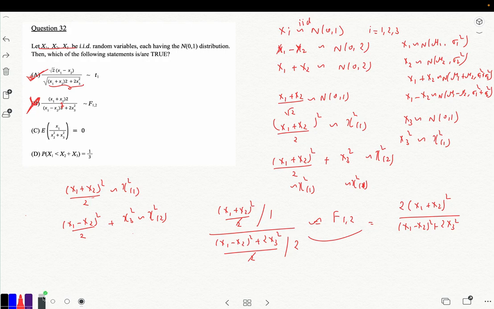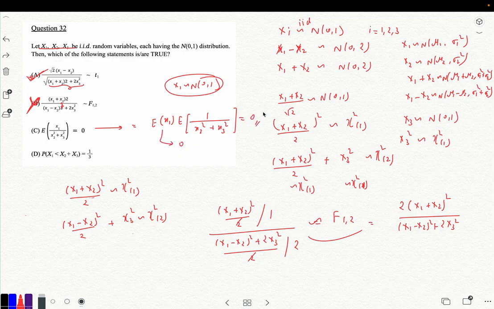Now the option number C, that is expectation of x1 upon x2 square plus x3 square. If you look at this very closely, we know that x1, x2, x3 are IID random variables. So we can break this expectation as expectation of x1 and expectation of 1 upon x2 square plus x3 square. We know that x1 is following normal 0 comma 1, so the expectation of x1 is 0, and the whole term would go to 0. So this option is also correct.